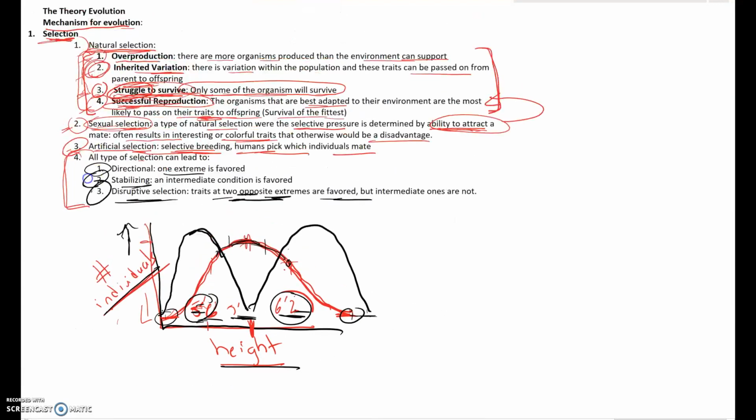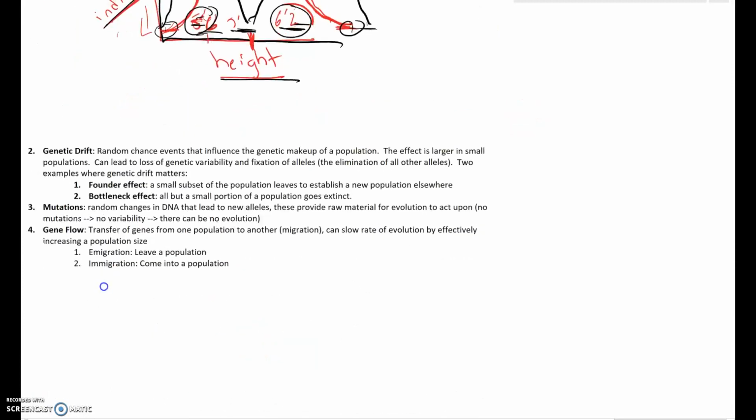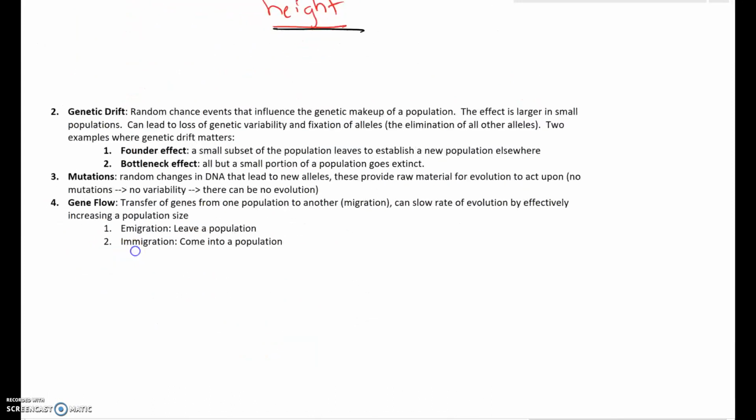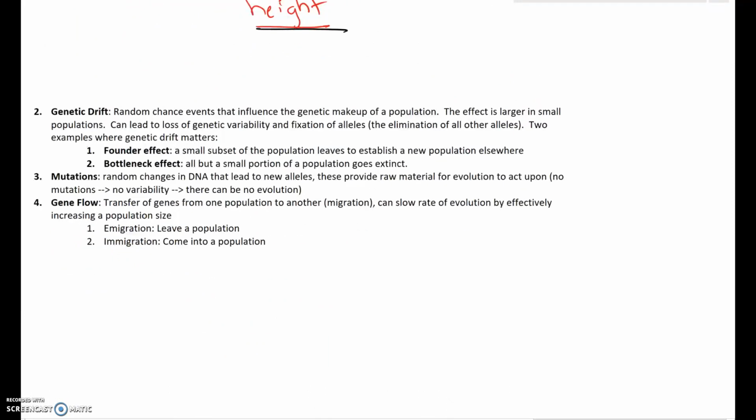So selection is the main way that evolution occurs. It's the most commonly talked about, and within those, natural selection being the most common, most well-known mechanism for evolution to occur. But there are other ways that evolution can occur as well. So the first one being what's called genetic drift. And this would be random chance events that influence the genetic makeup of a population.